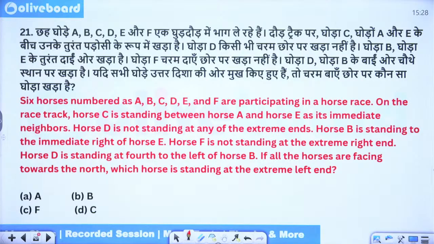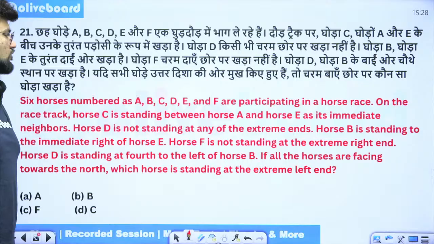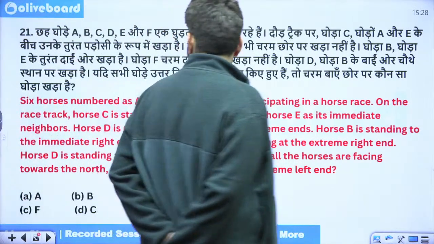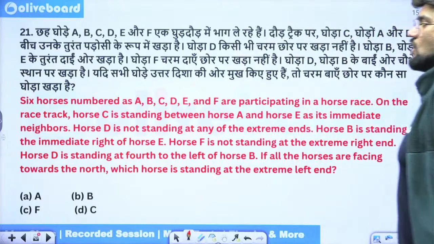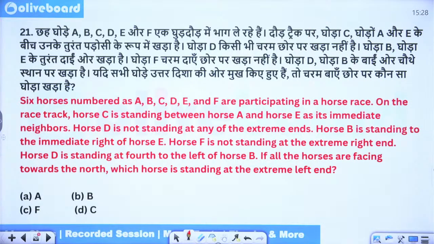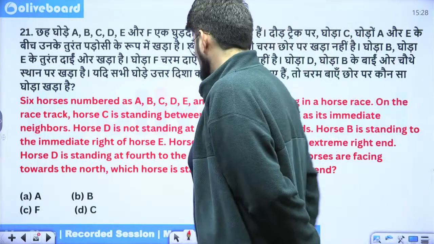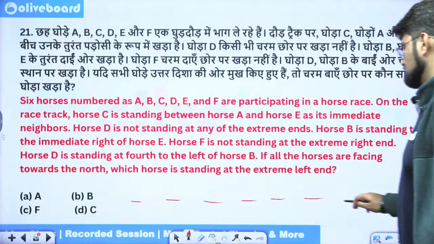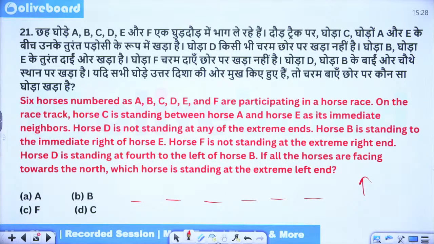Some questions will seem to be very easy. 6 horses numbered A, B, C, D, E, F are participating in a horse race. On the racetrack, horse C is standing between horse A and horse E as its immediate neighbors. Okay. We can have them here. C is between A and E. So A, C, E or E, C, A. 2 cases possible.